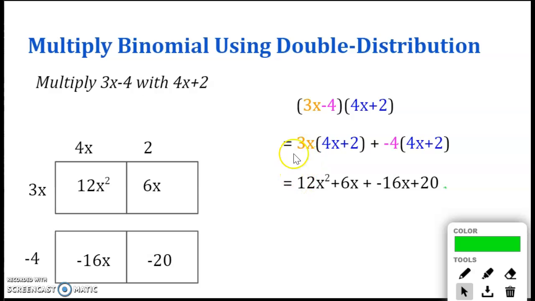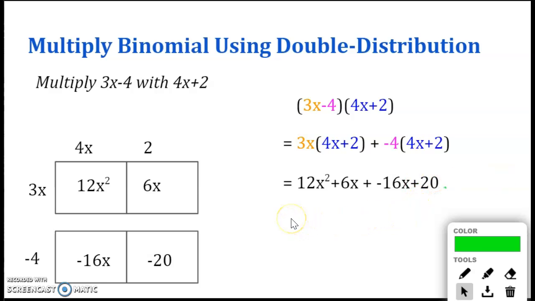So then you need to distribute 3x times 4x plus 2. You know how to do this using the distributive method. 3 times 4 is 12. x times x is x squared. 3x times 2: 3 times 2 is 6, times x is x, so it's going to be 6x. And then to that, you are adding negative 4 times 4x, that's negative 16x, and then negative 4 times 2, which should be negative 8, not plus 20. Okay, I will fix that.